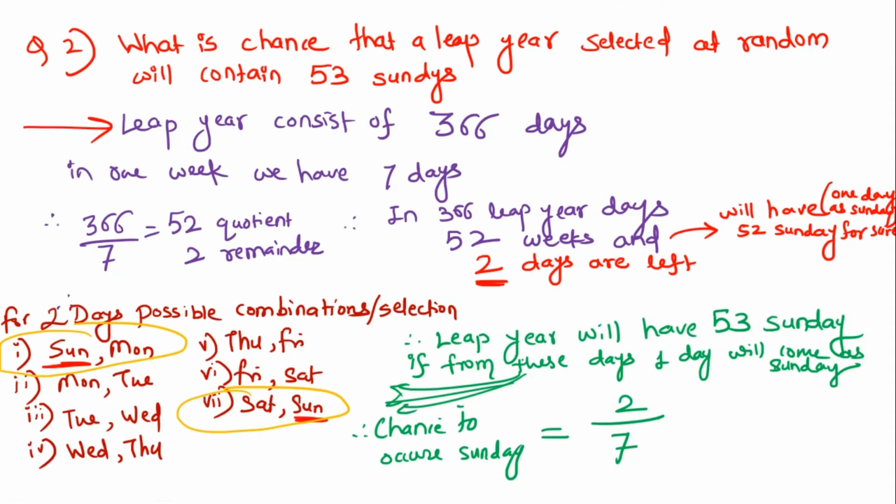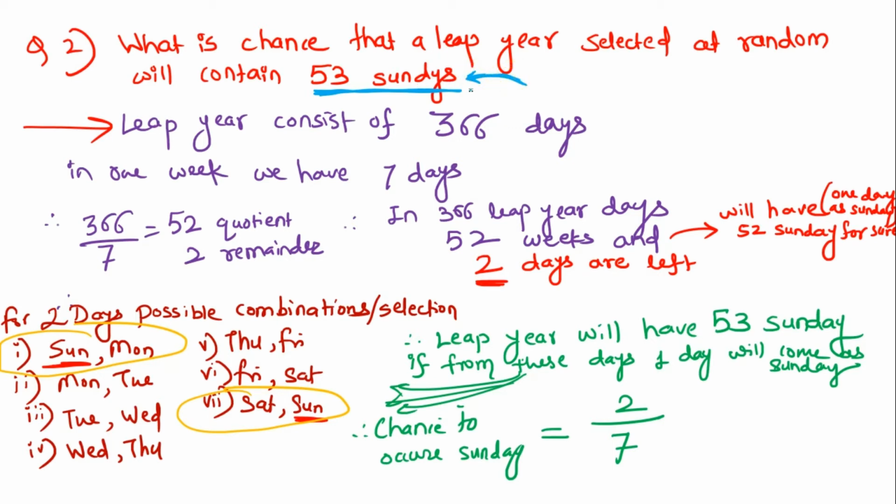Let's take another example where we want to look at probability in a much different way. Now the question is, what is the chance that a leap year selected at random will contain 53 Sundays? We have to find out in what condition you will get 53 Sundays from a leap year, and what is the probability of getting 53 Sundays.